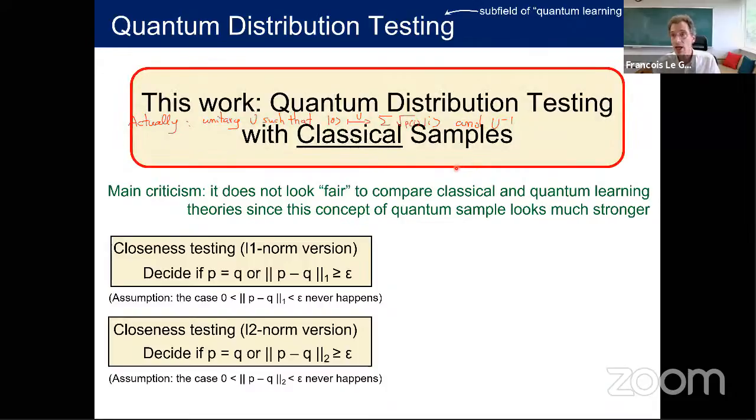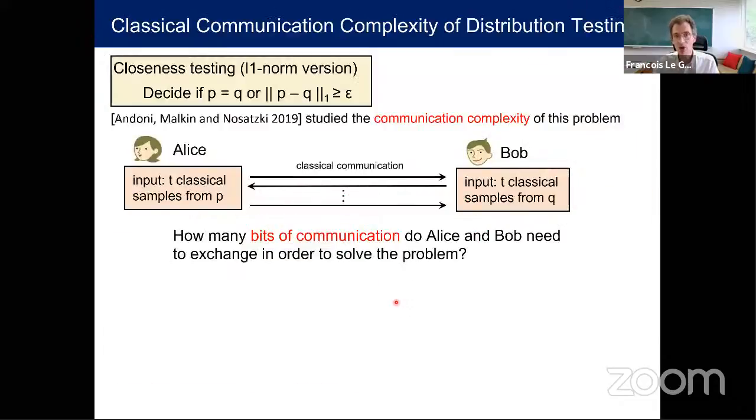And the main conceptual contribution of our work is a study of quantum distribution testing with classical samples. Okay? And I need to explain how this is possible, because it's not possible if you consider the query complexity setting. And to do this, we need to consider a slightly different setting that has been actually introduced very recently in 2019, which is considering distribution testing in the communication complexity setting.